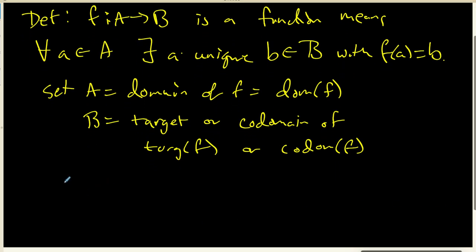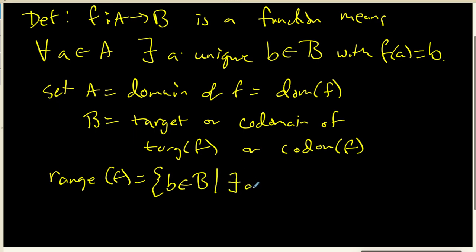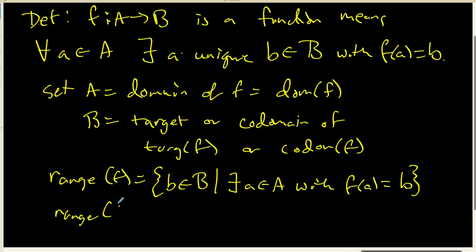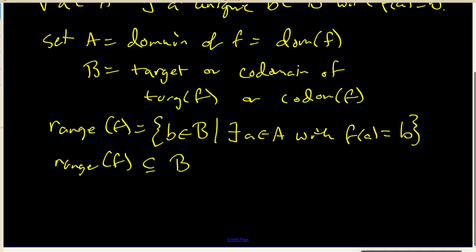The range of the function is not actually equal to B. The range of the function is the set of b's inside set B such that there exists an a inside A with f of a equal to that b. The range of a function is always going to be a subset of its codomain. It's basically the set of answers.